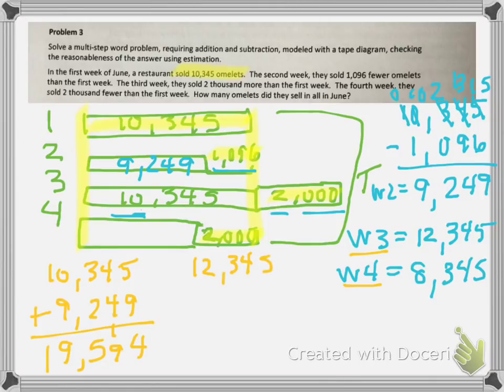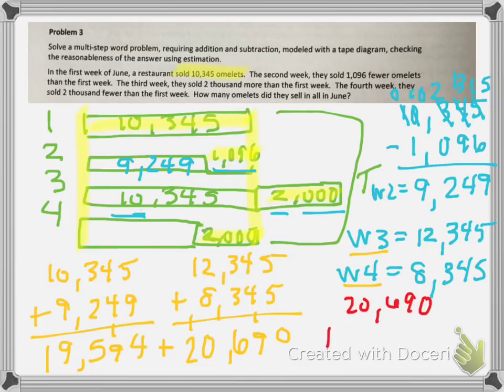12,345 plus 8,345. Add those, and then we're going to add both of these together. 5 plus 5 is 10. 4 plus 4 is 8, plus 1 more is 9. 3 plus 3 is 6. 2 plus 8 is 10. 1 plus 1 is 2. Okay, so we have 20,690 plus 19,594. And that's going to give us the total of all 4 weeks, because this was week 1 and week 2 and week 3 and week 4. So we added those all together, and we got those 2 numbers.